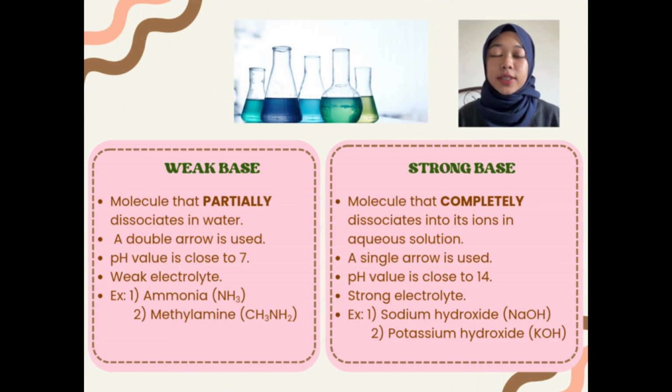For bases, it is almost the same as acids, but the difference is the pH value. The pH value for a weak base is close to 7, and for a strong base is close to 14. The examples for weak bases are ammonia and methylamine, and for strong bases are sodium hydroxide and potassium hydroxide.